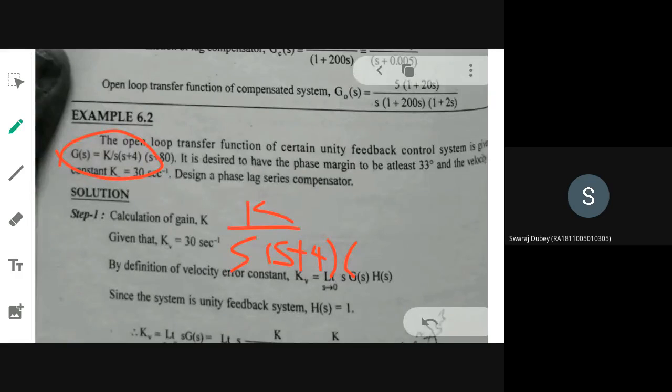And what is the desired specification? Phase margin should be at least 33 degree and Kv they have given to be 30 second inverse. So find out K first and tell me the answer. First step is calculation of K. Tell me what is K. And then you draw the Bode plot of the uncompensated system. From the Bode plot, you tell me what is the phase margin. Remaining steps you can continue.